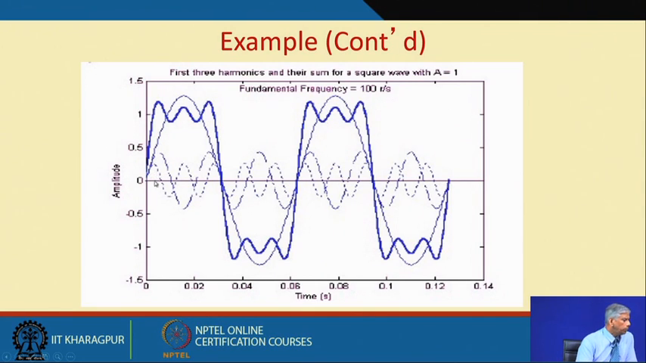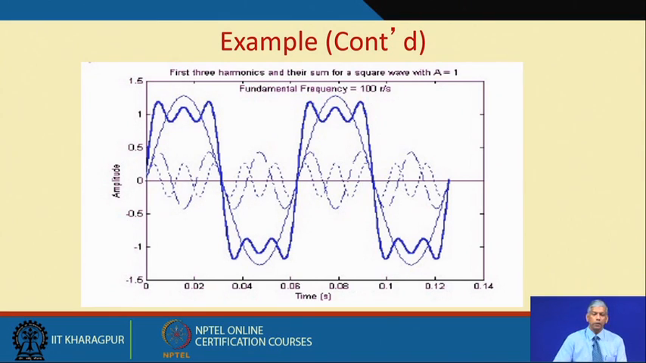You see this? This one is the first fundamental sine wave, the second, or the fundamental, the second harmonic, third harmonic, and if I add them up, I get this dark blue line. All of you will understand that if I have infinite such terms, this will closely represent a square wave.